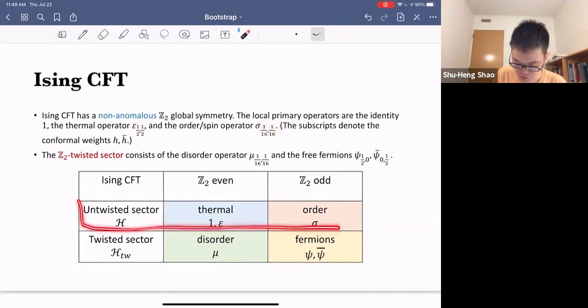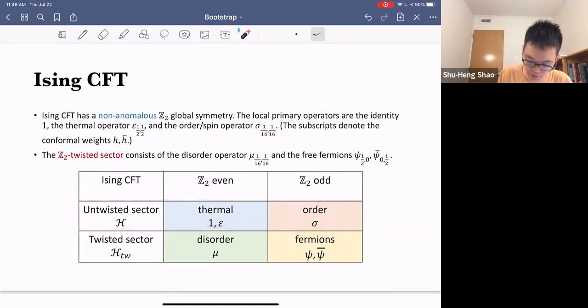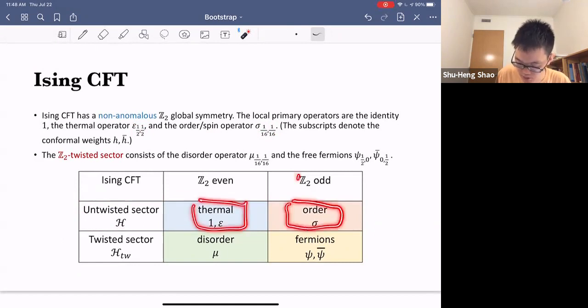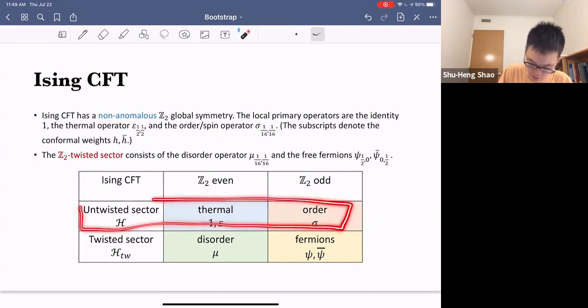Let's first look at the first row. We can subdivide the untwisted sector Hilbert space into the Z2 even part and the Z2 odd part. The Z2 symmetry flips the sign of the spin operator. That's what we usually learn in CFT.